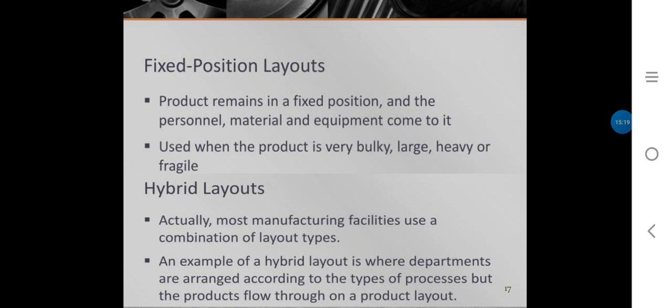And hybrid layouts mean a collection of the overall process, cellular, product, and fixed position layouts, or any of them. The collection of all those layouts we can call hybrid layouts. Actually, most manufacturing facilities use a combination of these layout types. The best example is supermarket chains, supermarket stores. It's the best example for hybrid layouts.